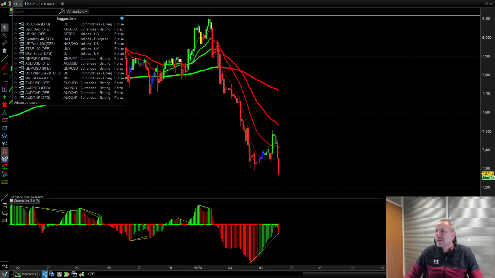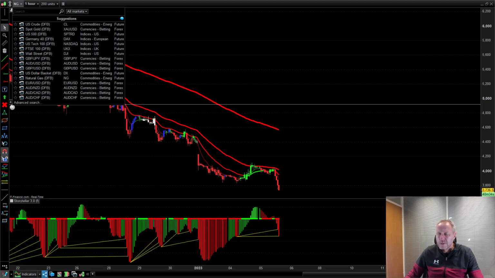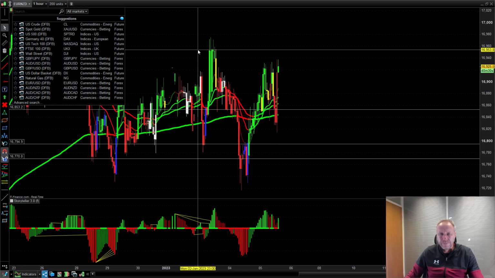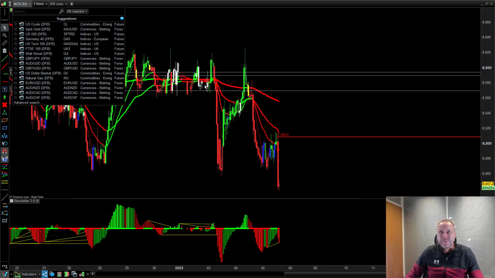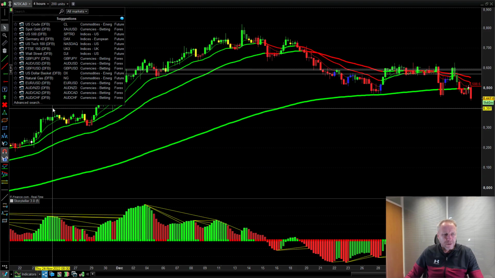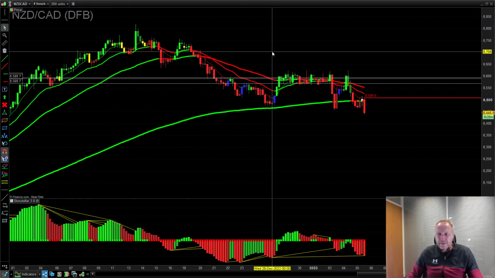Just looking at the watch list here. Natural gas is down. Mess on the Euro New Zealand. Let's have a little look at the 4 hour time frame here. New Zealand CAD momentum certainly pushed down here.